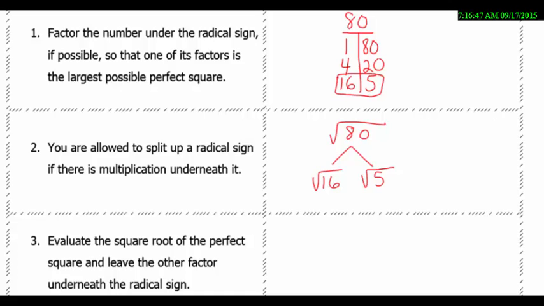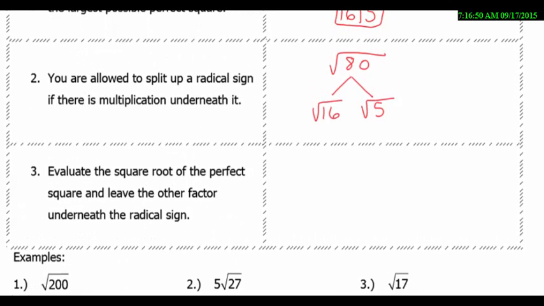And so step 3 says evaluate the square root of the perfect square and leave the other factor underneath the radical sign. So 16 is a perfect square, and so we end up getting 4. Now since we've done the square rooting, we don't put the square root on. Even though 4 is a perfect square, we've done the operation, and so we don't need to include the radical sign anymore. So now we have 4 times the square root of 5 because 5 is not a perfect square. We can't take the square root of that, and so we have for our answer 4 times the square root of 5.